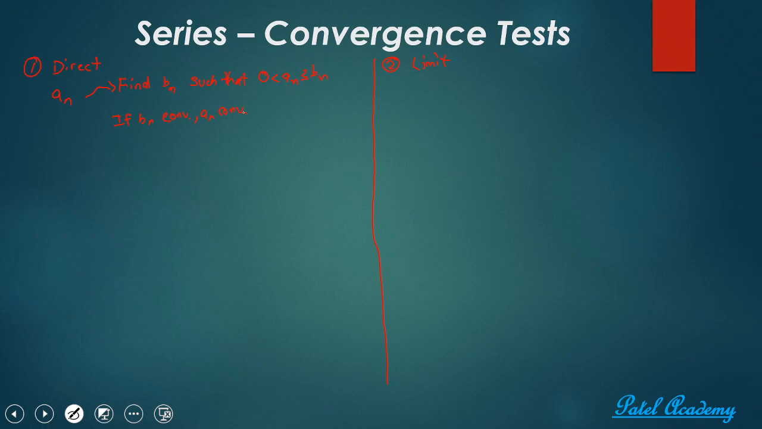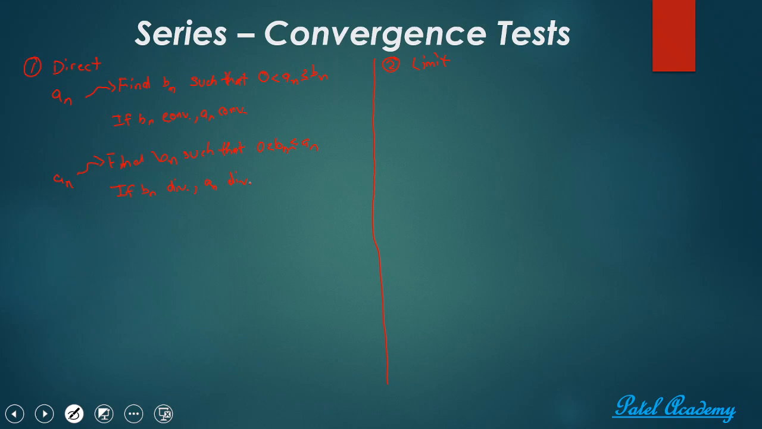However, keep in mind that if the larger one diverges, that does not mean that the smaller one diverges. It's actually the opposite in that case. You need to find a b at n such that 0 is less than b at n, which is less than or equal to a at n. So now your series has to be the bigger one. And then, if b at n diverges, a at n diverges. So that's the official test.